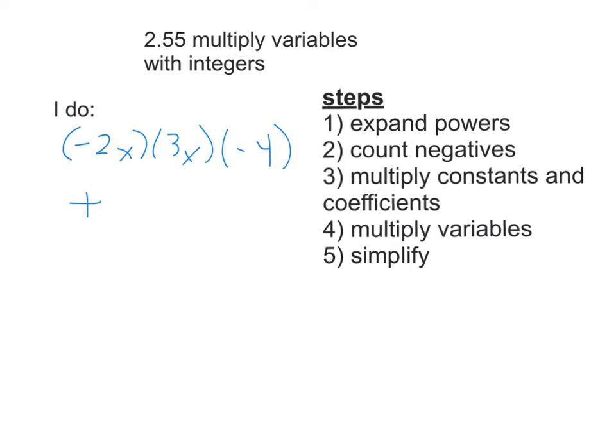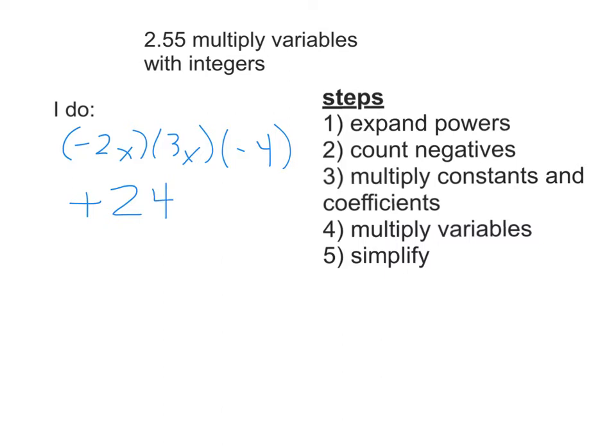All right. Step 3 says to multiply any constants and coefficients. So a number in front of a variable, like this 2 right now, that's a coefficient. The number in front of this variable x, that's a 3, that's a coefficient. This number doesn't have a variable, so this is what we call a constant. So what we're going to do is we're going to multiply our 2, 3, and 4 together. So 2 times 3 is 6, 6 times 4 is 24, so I'm going to write 24.